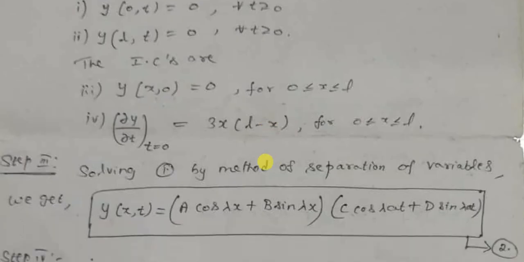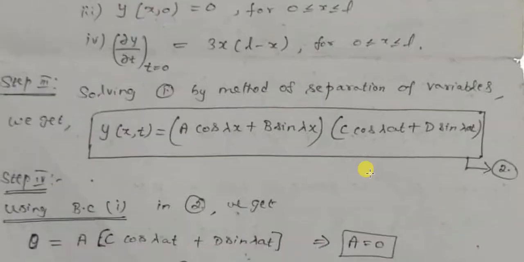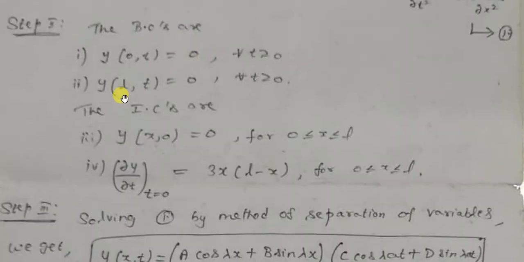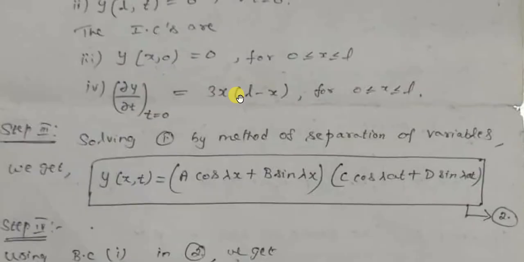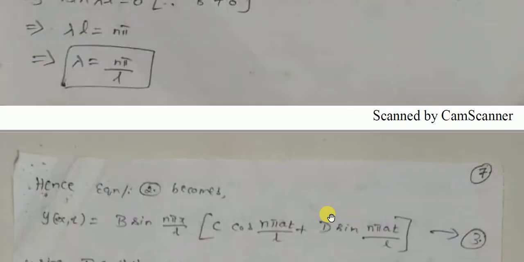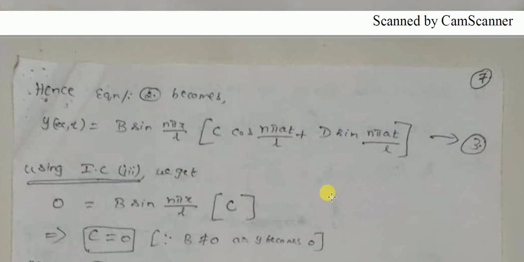Then next we have to write the proper solution for the one dimensional wave equation. So that you should take it as equation number 2. This is similar to the previous problem. Applying boundary condition 1, we will get A is equal to 0. Applying boundary condition 2, we will get the lambda value, which is n pi by L. This is similar to the previous example. Then after finding A and lambda, substitute and rewrite, update the solution and take it as equation number 3.